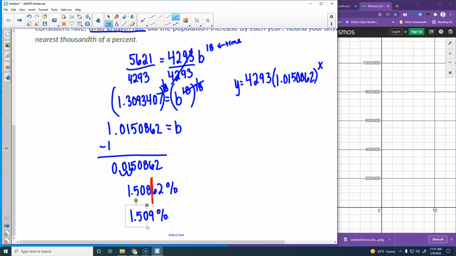That last step is just the opposite of what we were doing on number 1, where we had our 7%, we changed it to a decimal, got 0.07, and added the 1. Right? We're just going backwards from that. We're subtracting the 1 and then changing it back to a percent. So we get 1.509%. Okay, questions?